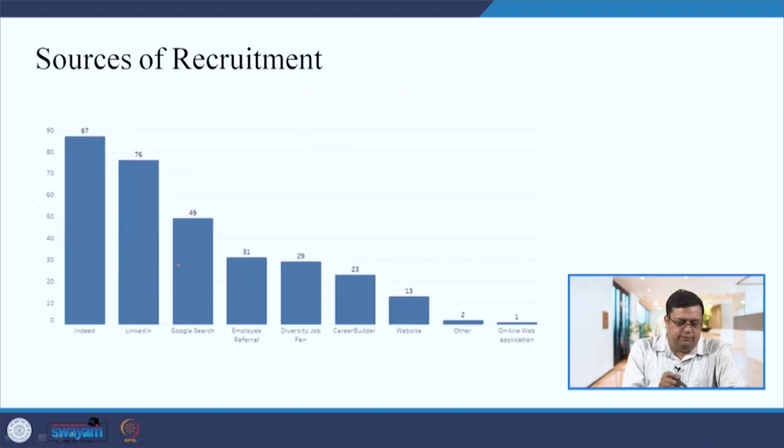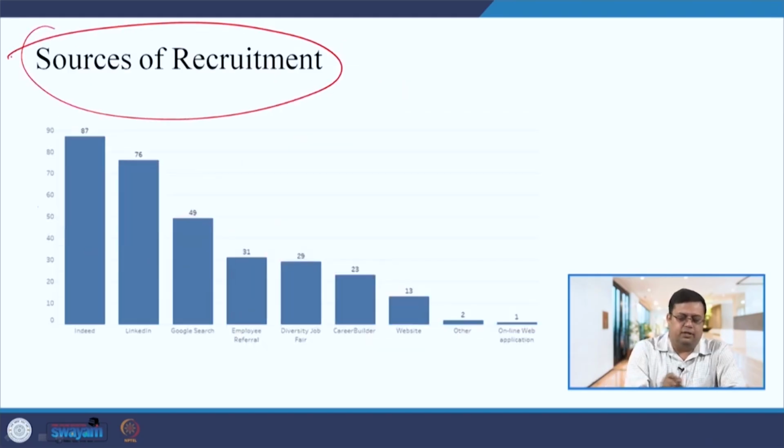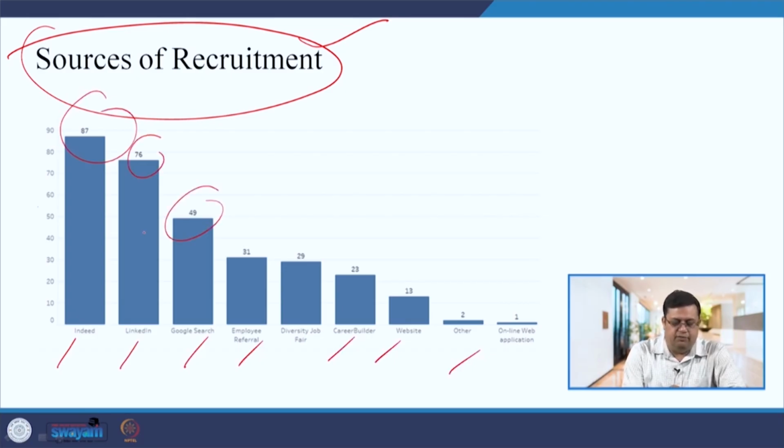The next graph talks about the sources of recruitment. So what are the various sources of recruitment? Again you can see all the sources are mentioned, and how many applications we have received from the various sources. For example, from Career Builder we have received 23 applications.